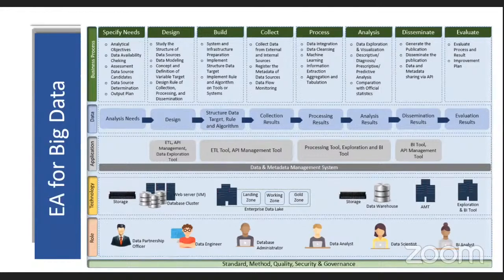And there are other overarching components: standard, method, quality, security, and governance, because in the previous diagram we talked about the data lake. We already collect much data from internal and external sources. We must ensure the metadata, so we must state that in the governance document, so it can be referred to by each role in our big data ecosystem.